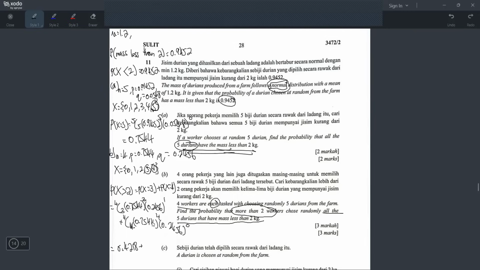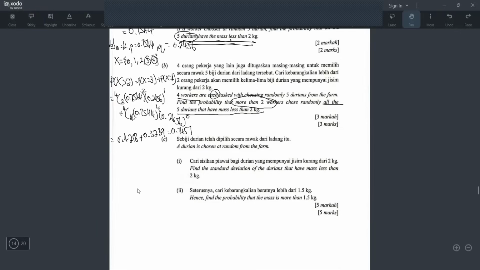So let's write down 0.4218. But I have to add this one, right? But this one you don't have to press because 4C4 is 1. This one power 0 also 1. Just press 0.7544 power 4. Okay, 0.3239. And then add them together, plus 0.4218. Okay, my calculator gives me 0.74569, so 0.7457. So what is this? This is the probability of more than 2 workers choosing randomly all 5 durian less than 2 kg. That's what it means. Okay, this is the B part.